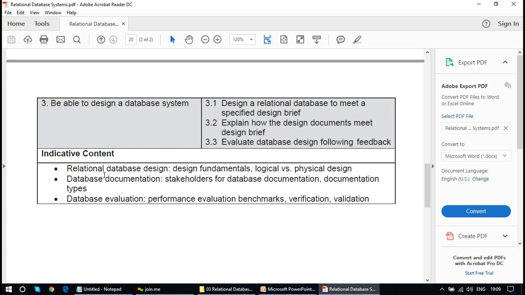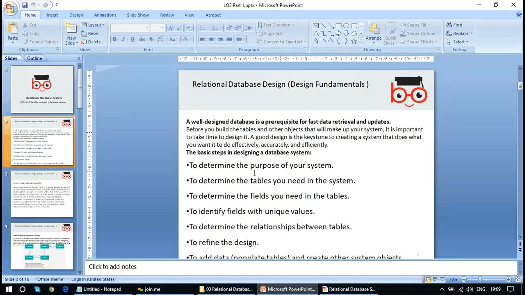So relational database design, based on the design fundamentals, logical versus physical design, and database documentation would be discussed. Also stakeholders for the database documentation and database evaluation, like performance evaluation, benchmark, verification, and validation. Let me go ahead one by one.